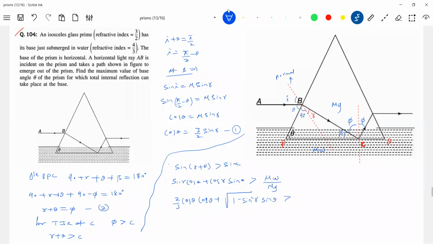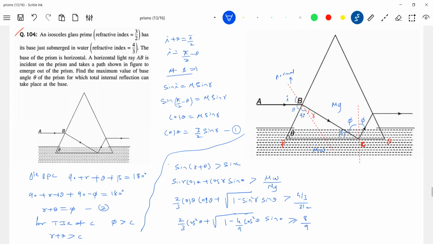What is mu w? Given how much? 4 by 3, no? Mu w is 4 by 3. Mu g is 3 by 2. Sine theta is equal to 2 by 3 cos square theta plus root of 1 minus sine square r, which will be 4 by 9 cos square theta... this will be 8 by 9. I think it's all about only theta. Solving for theta will get the required answer.